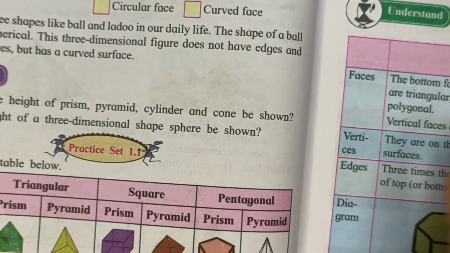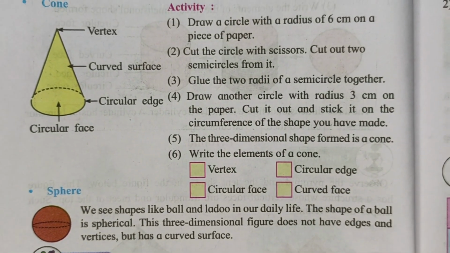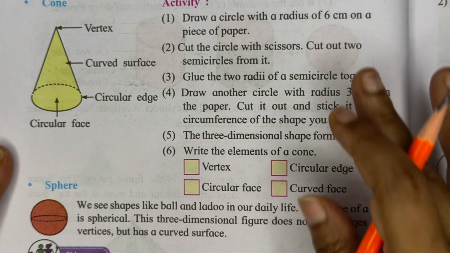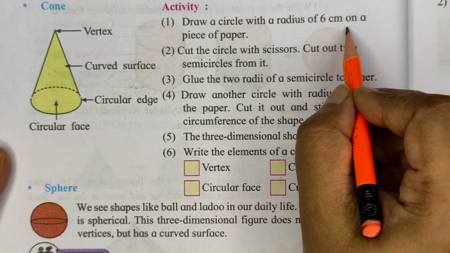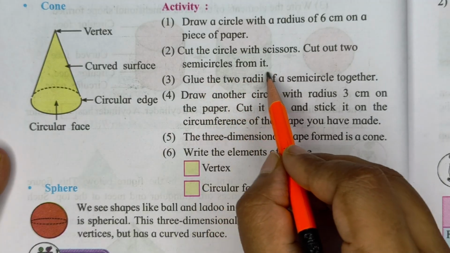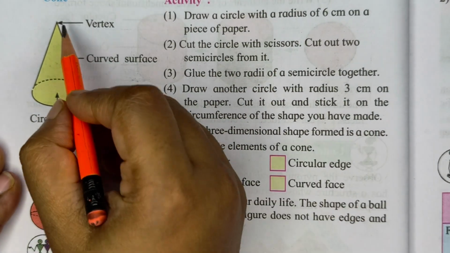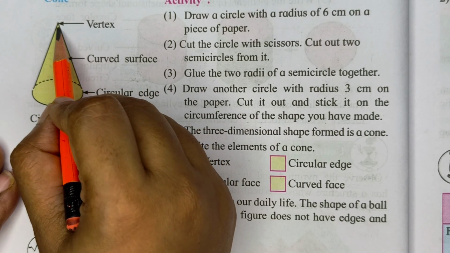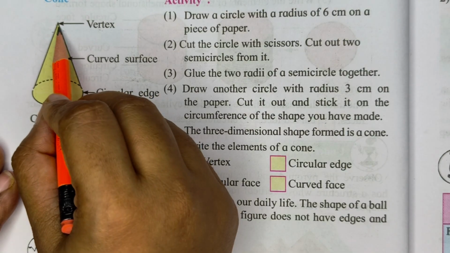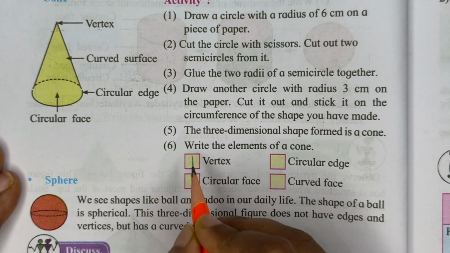Now the next figure is the cone. Now see the cone. Again an activity is given. You have to draw a circle with a radius of 6 centimeters on a piece of paper, cut the circle with scissors into semicircles, and then form a cone. Now see the cone, this vertex, this is called the vertex. That means the corner, the apex. Only one vertex. A cone has only one corner. So here we will write vertex 1.